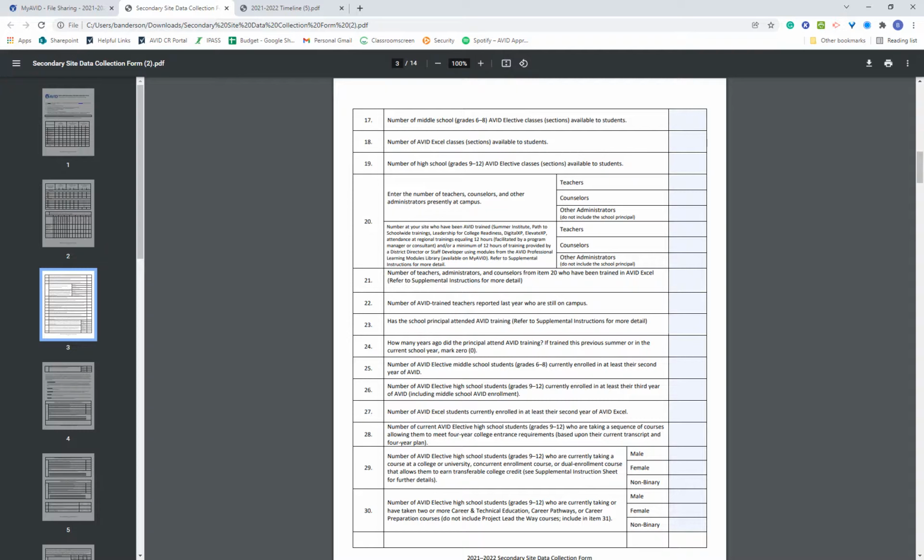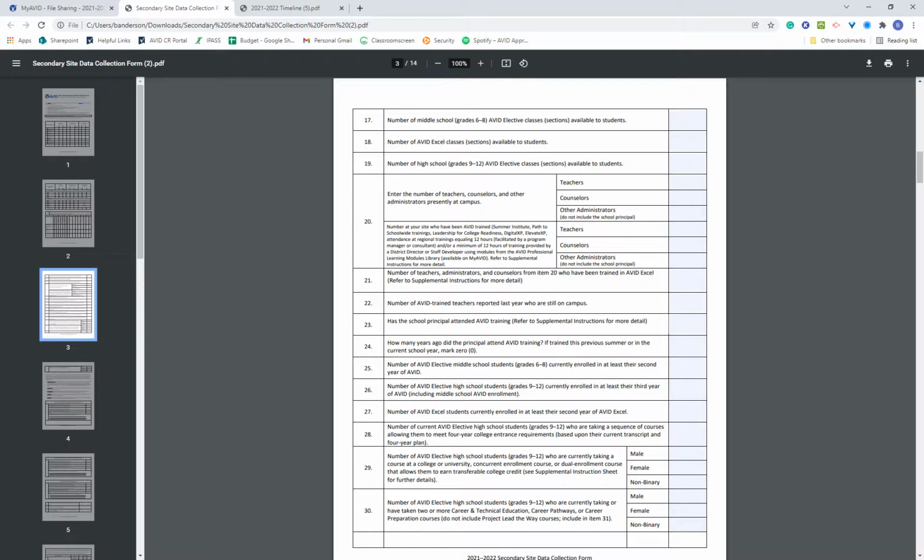This next page gets into the number of sections available to students. So how many sections of AVID do you have? And then question 20 focuses on the faculty breakdown: teachers, counselors, and other administrators, not including the principal. And then how many of those people have been AVID trained?